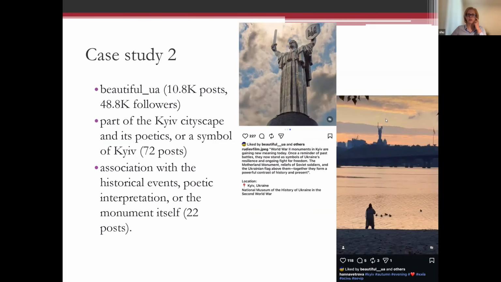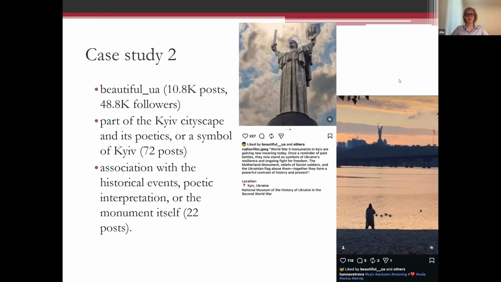I looked at how the statue, as an artifact with symbolic meaning and a lot of cultural feelings in the context of war, is recontextualized in travel discourse. I looked at a specific Instagram account, Beautiful UA, that made it possible for any user wishing to share their photography related to travel around Ukraine to post.